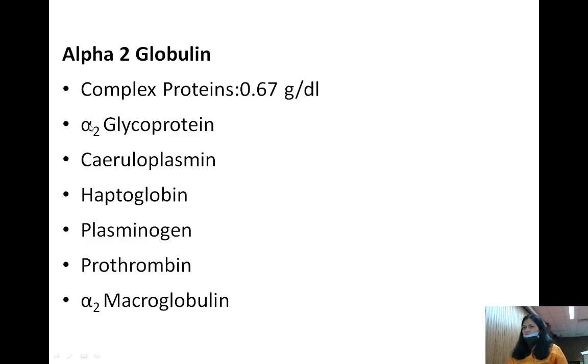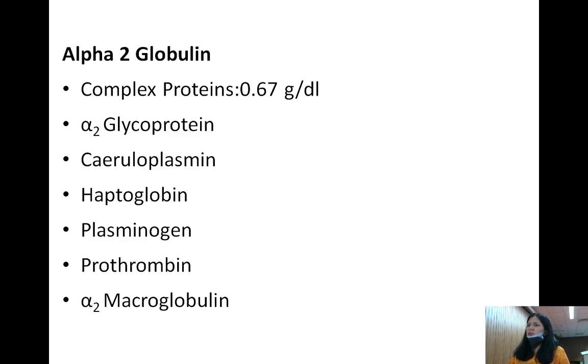Clear? You cannot remember everything, but at least you can remember those proteins which start with the prefix alpha 2 macroglobulin and alpha 2 glycoprotein. Remember, this alpha 2 macroglobulin is increased in case of nephrotic syndrome. Ceruloplasmin, what is it?